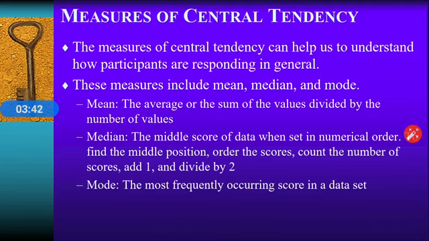Measures of central tendency. The measures of central tendency can give us an understanding of how participants are responding in general. These measures include mean, median, and mode. Mean is the most popular and well-known measure of central tendency. It can be used with both discrete and continuous data. The average or the sum of values divided by the number of values is the mean. When we need an average of the data set, we use mean.